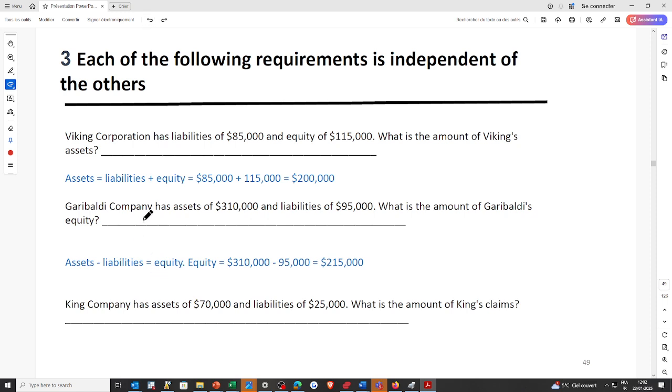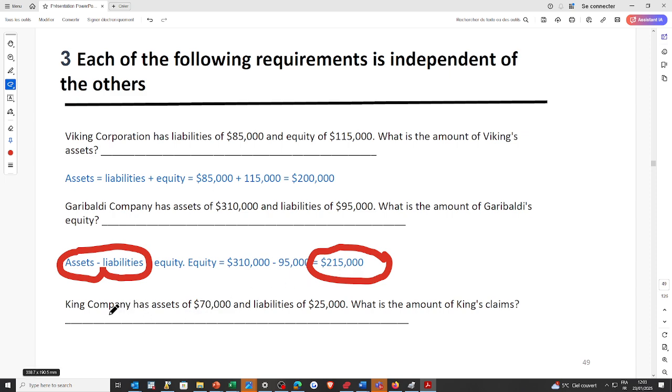now if you want to know about the equity, it means that equity should be equal to assets minus the liability. So here we have a total amount for the company. The equity should be the difference between 310,000 minus the 95,000, so equal 215,000. So it's easy, right? Now look at the last one.